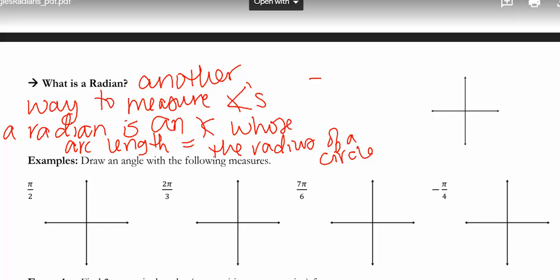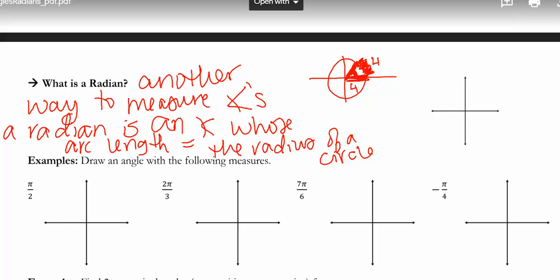What that means is if I had a circle and I wanted to find the arc length, let's say between this arc length right here, this radian is an arc whose arc length is equal to the radius. So whatever this arc length is, it equals that radius. So if that radius was 4, the arc length would be 4. That's what it means to be a radian.